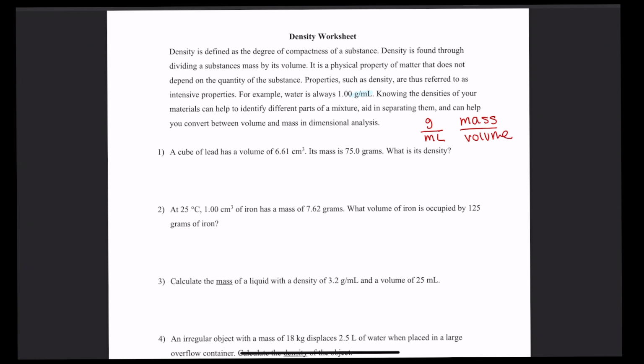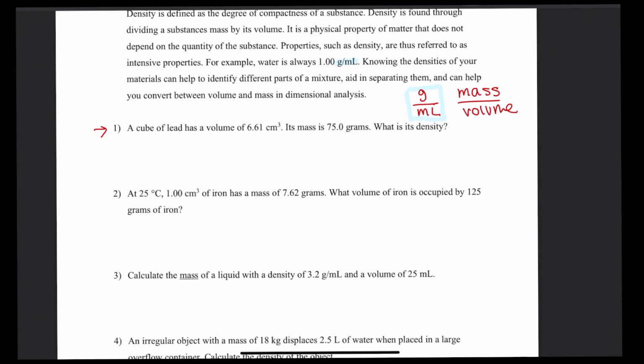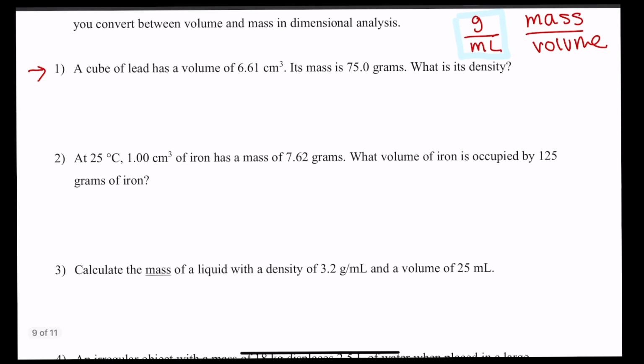Okay? So, let's start with question number... Oh yeah, and also a heads up. This is our standard unit for density. So keep that in mind. So let's start with question number 1.